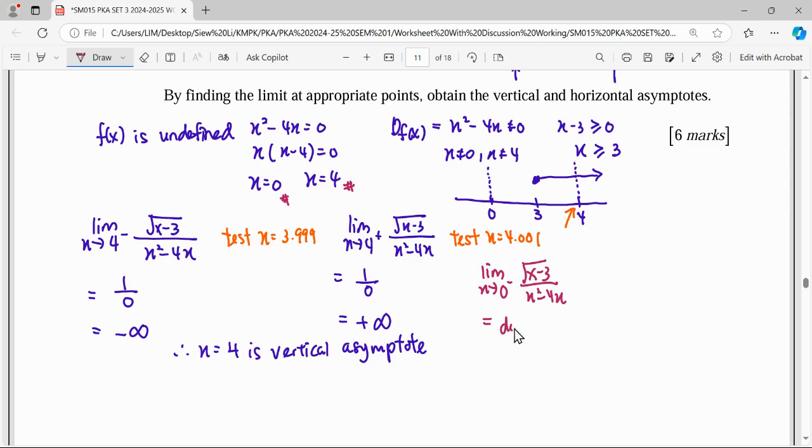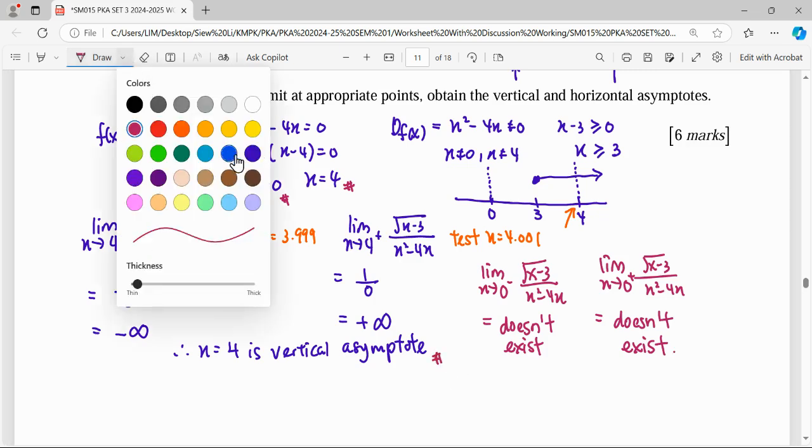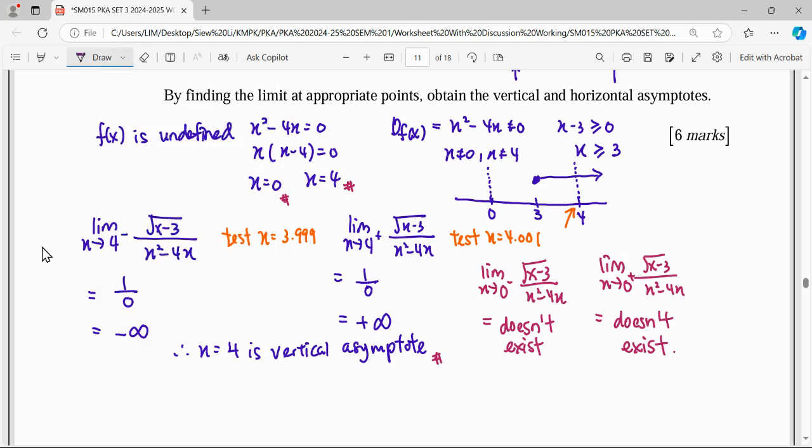Tak ada. So for this limit, it does not exist. Same also when we want to analyze x approaches 0 from the right hand side. It is also not in the domain of the function. Bermaksud kat area situ tak ada graph pun. Kalau kat area situ tak ada graph, you tak boleh nak cari limit. Tak ada dalam domain. So akhirnya tinggal only x equals 4 is your vertical asymptote. Alright? Then we proceed to horizontal asymptote.